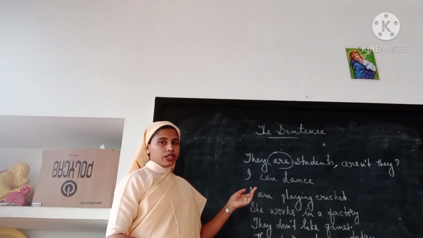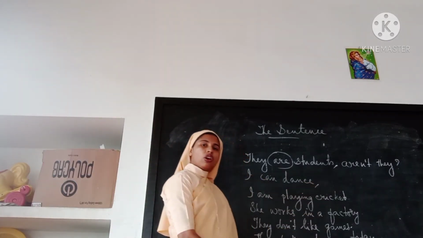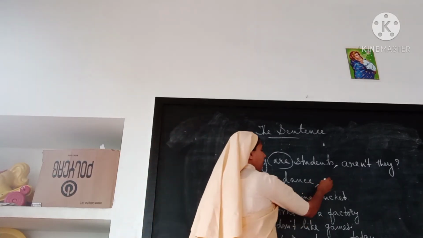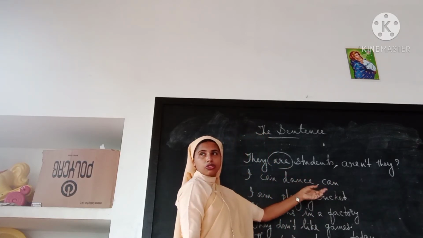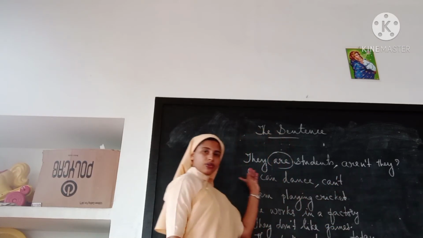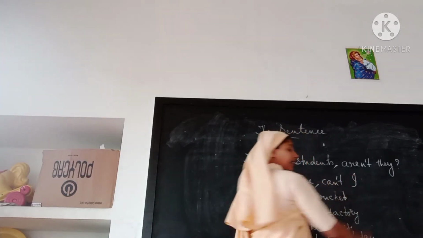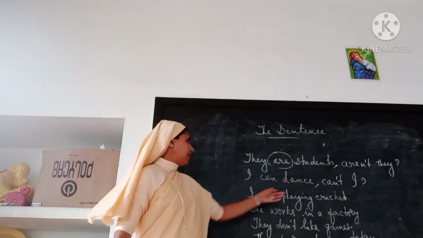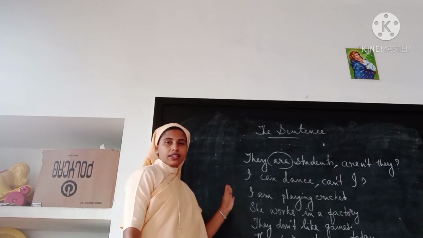What is the auxiliary used here? Modal auxiliary is used there. That is can. Here you must put a comma. Comma is a must. I can dance, and we have to use can. What is the contracted form of cannot? Can't. And what is the subject here? I. I can dance, can't I? Okay, that's the question tag of the second sentence.